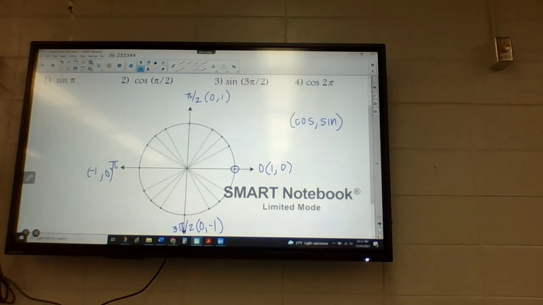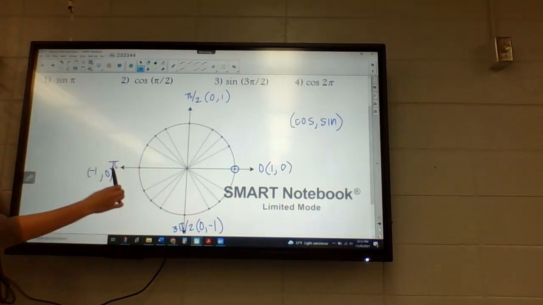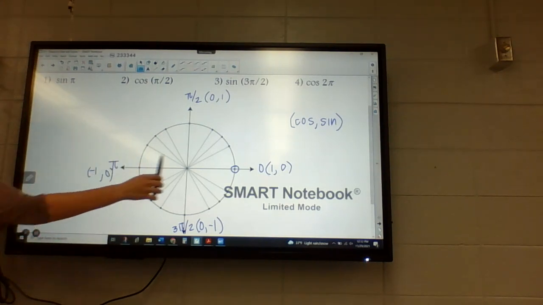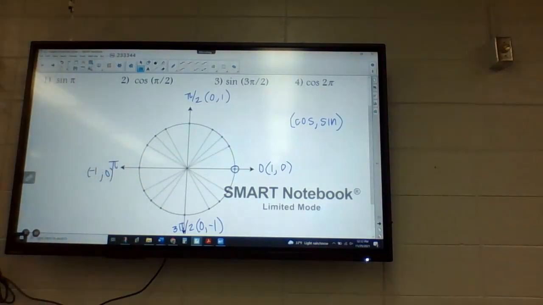So just to make sure you're all seeing what we need to do here: if I ask for the sine of pi, I go over to where pi is, and I look at the second value, because sine is the second value in terms of x and y. So the sine of pi would be 0. That's all I'm asking you to do in this case. Now again, if you wanted to check that with your calculator, to be sure that I'm not making this stuff up, that the sine of pi equals 0, you'd have to be in radian mode.